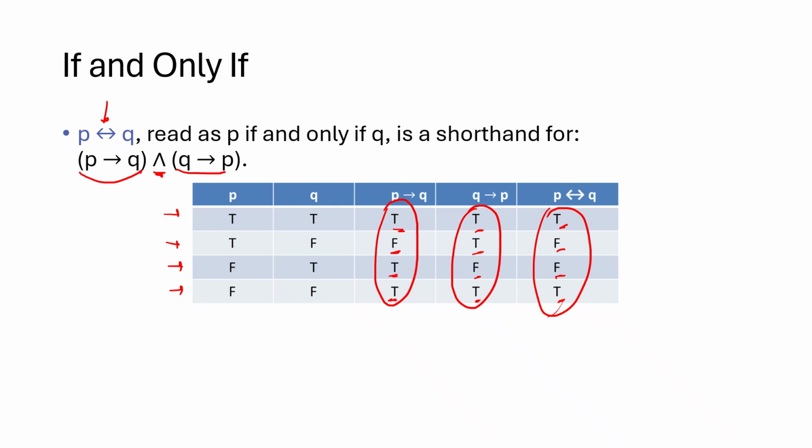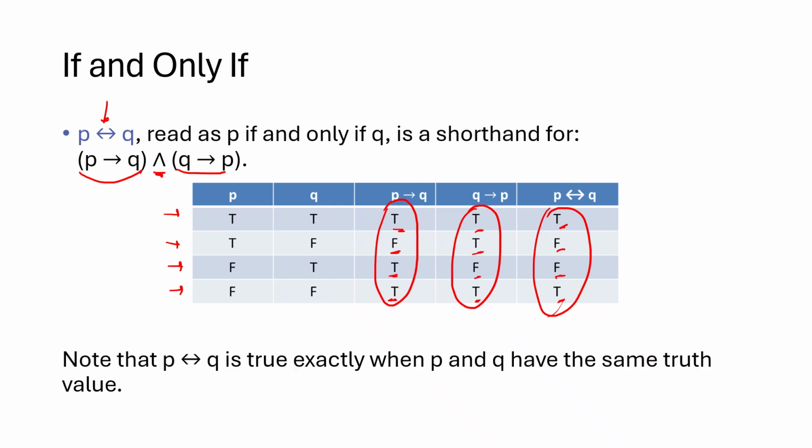Now, again, if you want to remember this, you can think of it this way. P if and only if Q is true exactly when P and Q have the same truth value. So if they're both true or they're both false, then their if and only if is true. But if they have different values, like one is true and the other one is false, then their if and only if is going to end up being false.